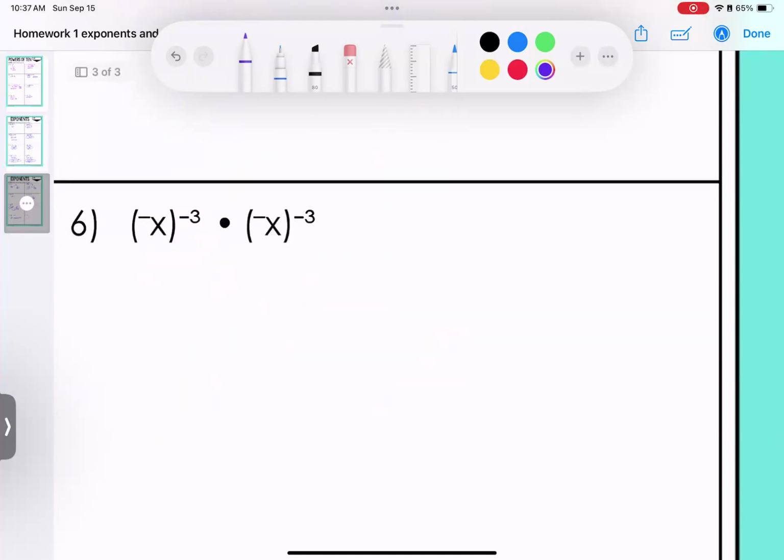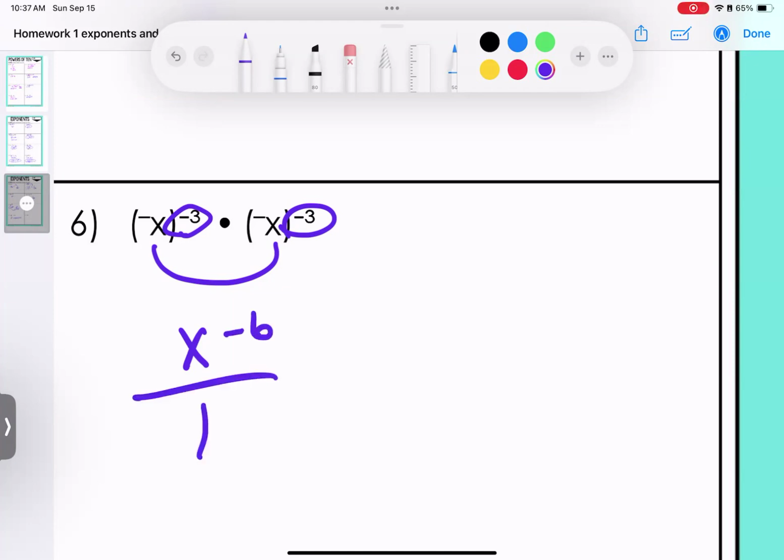Over here, we have a couple of things going on. We have some exponents that are negative being raised to the power. We also have some multiplication here. So when I multiply these out, x times x is x. I'm going to add these exponents because they are being multiplied. -3 plus -3 is -6. And because of its negativity, I'm going to write it as its reciprocal or its opposite.